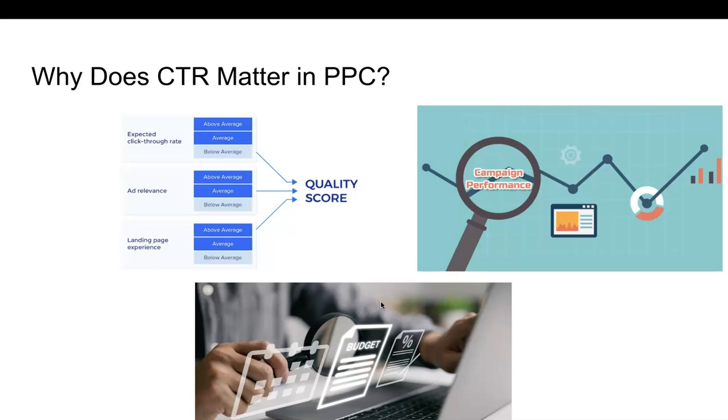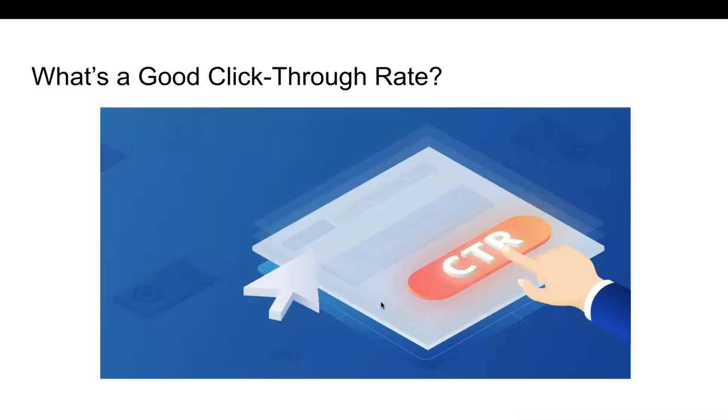And another reason why click-through rate matters in PPC is that it helps your budget efficiency. The more people click on your ad, the more you're maximizing the impact of your ad budget, which as a result will help you save money in the long term.